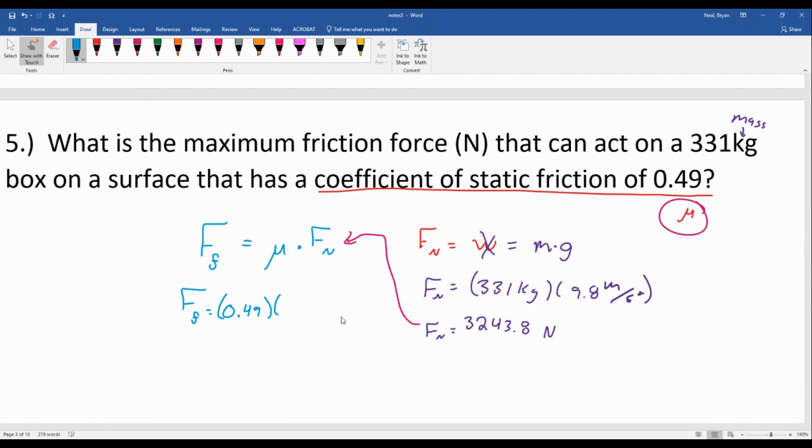That normal force, which we had to calculate, 3243.8, and then now multiplying that together to get the final answer. Rounded to two places because it's the end. 1589.46. There we go.